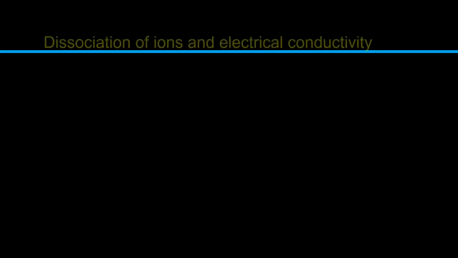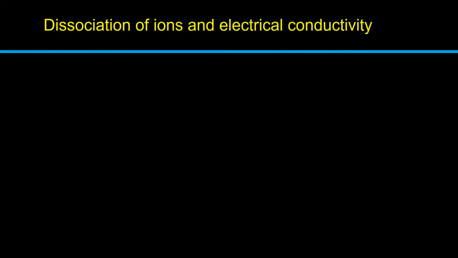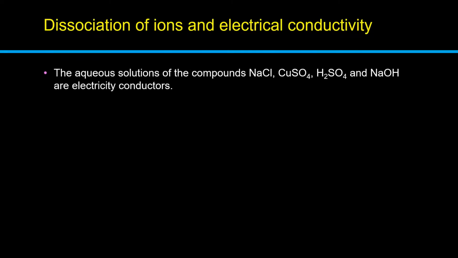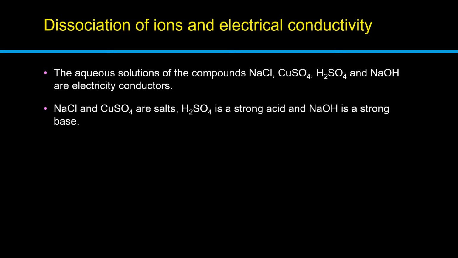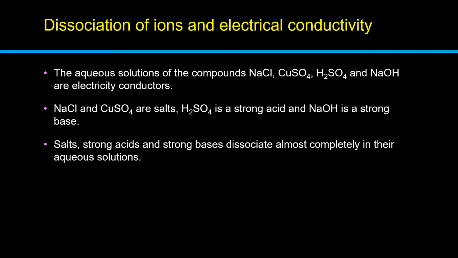Now we will learn about dissociation of ions and electrical conductivity. The aqueous solutions of sodium chloride, copper sulfate, sulfuric acid and sodium hydroxide are electricity conductors, we have learned. Sodium chloride and copper sulfate are salts. Sulfuric acid is a strong acid and sodium hydroxide is a strong base. Salts, strong acids and strong bases dissociate almost completely in their aqueous solutions.